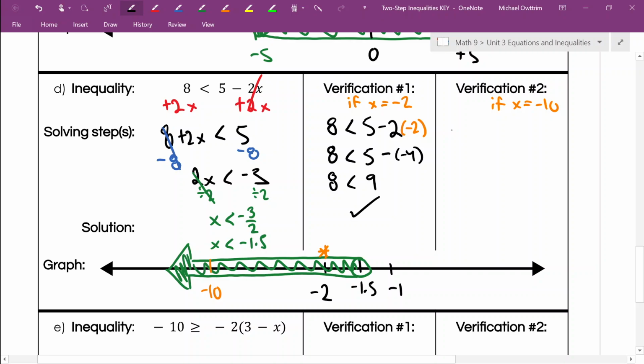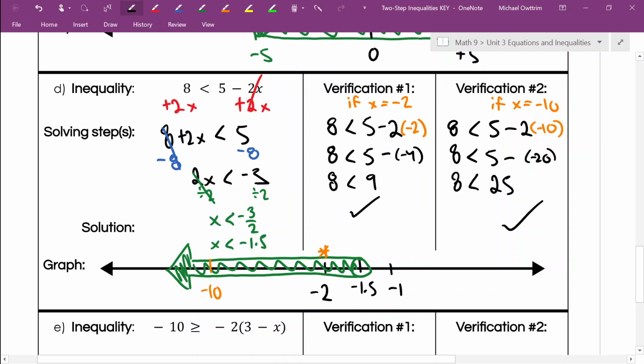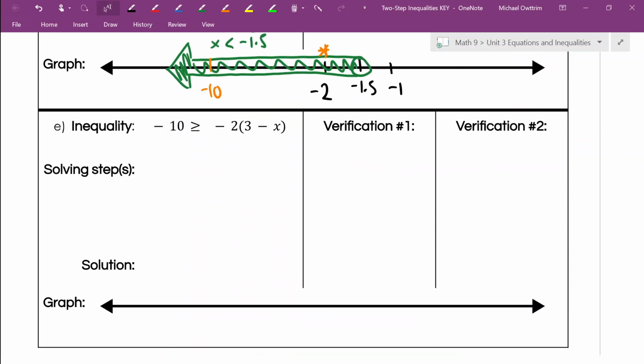Let's put in our -10 next. So we're going to say 8 is less than 5, subtract 2 times that -10. That means 8 should be less than 5, subtract -20. 2 times -10. Subtracting a negative is adding a positive, and 8 is less than 25. So that point worked as well.